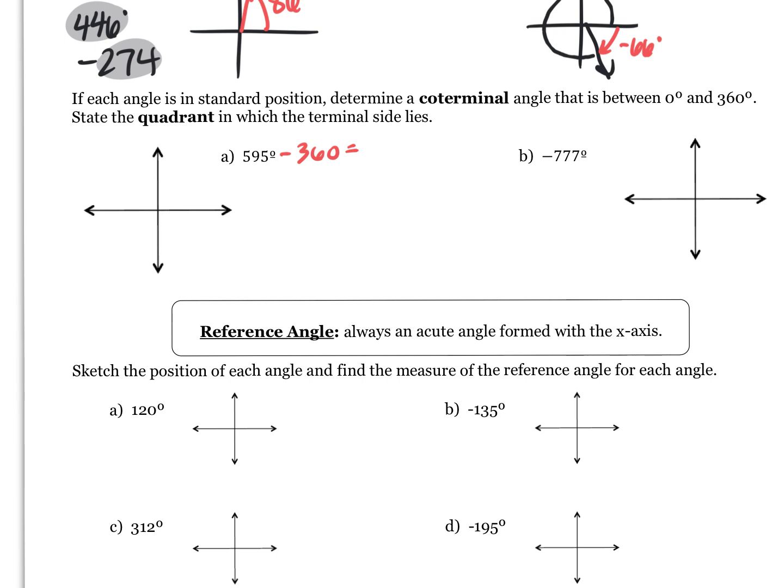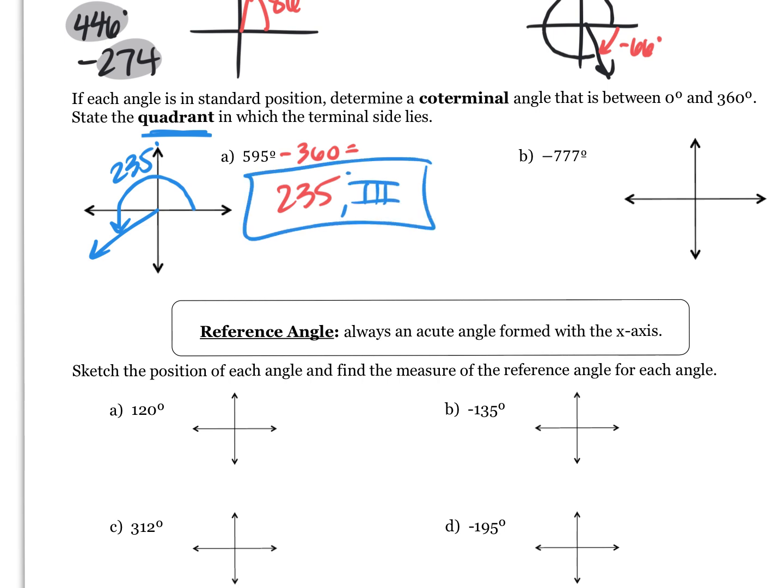When you subtract 360 from that, what'd you get? Say it again, buddy. 235. Are we more familiar with 235? Yeah, what quadrant is that going to be in? 90, 180. It's going to be somewhere over here. You guys, do I care about how accurate this graph is? No, I care that you're in the third quadrant somewhere because I did say state the quadrant. So I'd say 235 degrees is in quadrant 3.